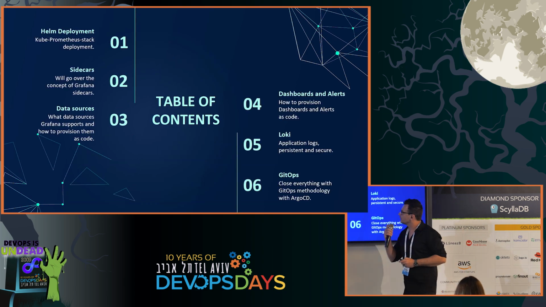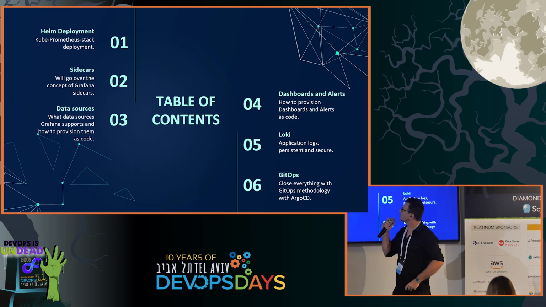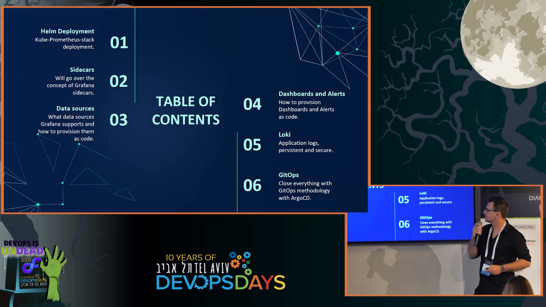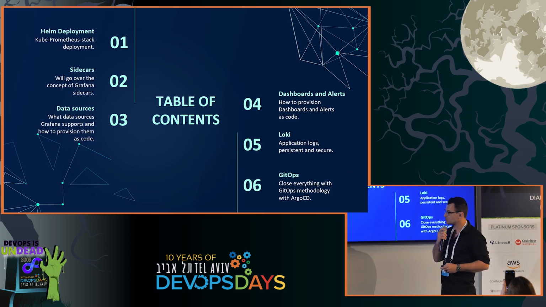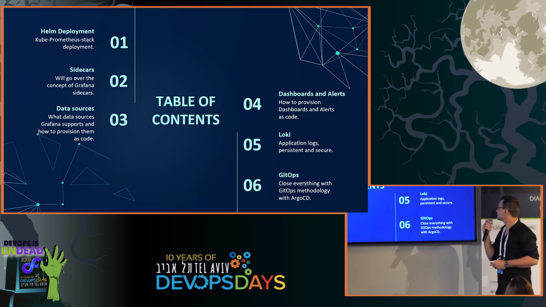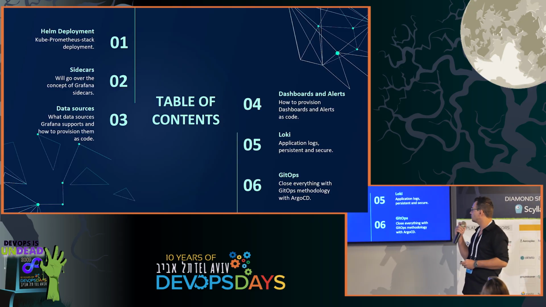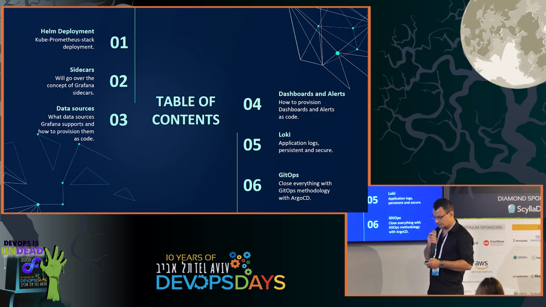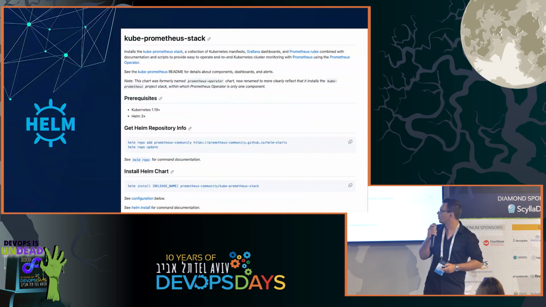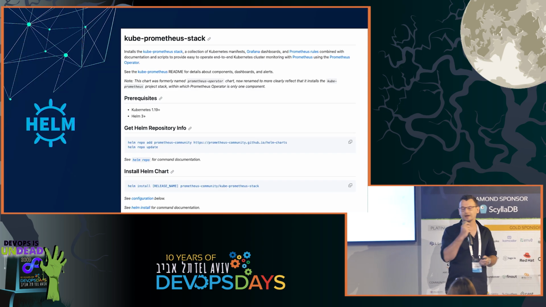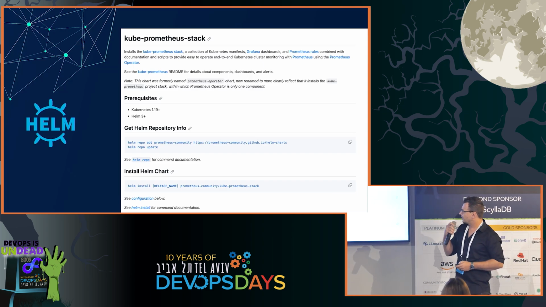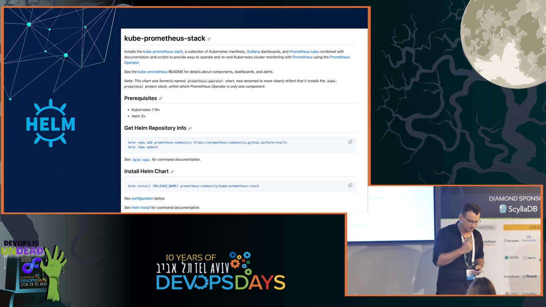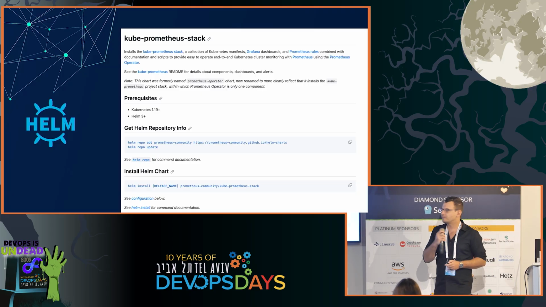And a quick table of contents. Again, Helm deployment, where we will talk about the Prometheus stack. Sidecars: what is the concept of sidecars in Grafana? Data sources: what data sources we can provision. Dashboards and alerts: we will learn how to provision dashboards and alerts as code. We will talk about Loki, this application logs, and wrap everything with GitOps principles. So, Helm deployment and overview. Helm deployment of the Prometheus stack is very easy. You just add the repository of Prometheus in Helm, you deploy it in your cluster, and you have everything up and running. Very easy.